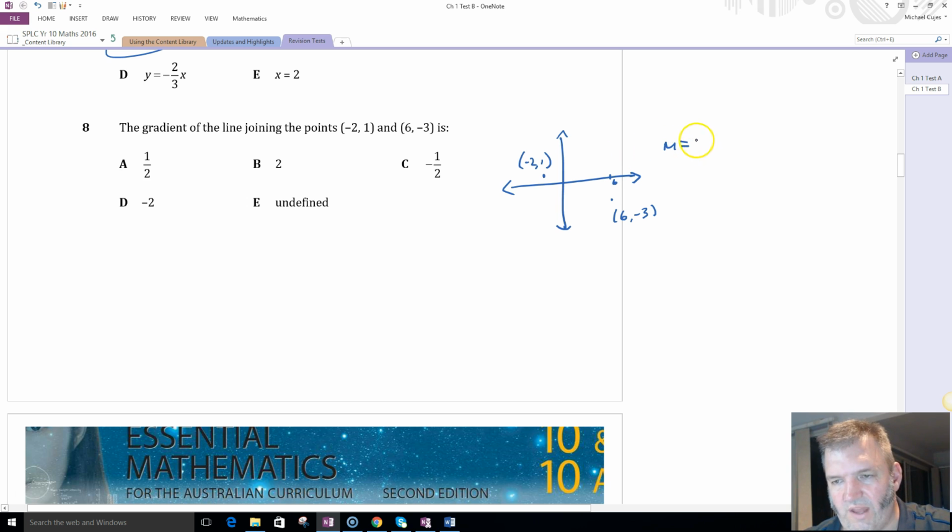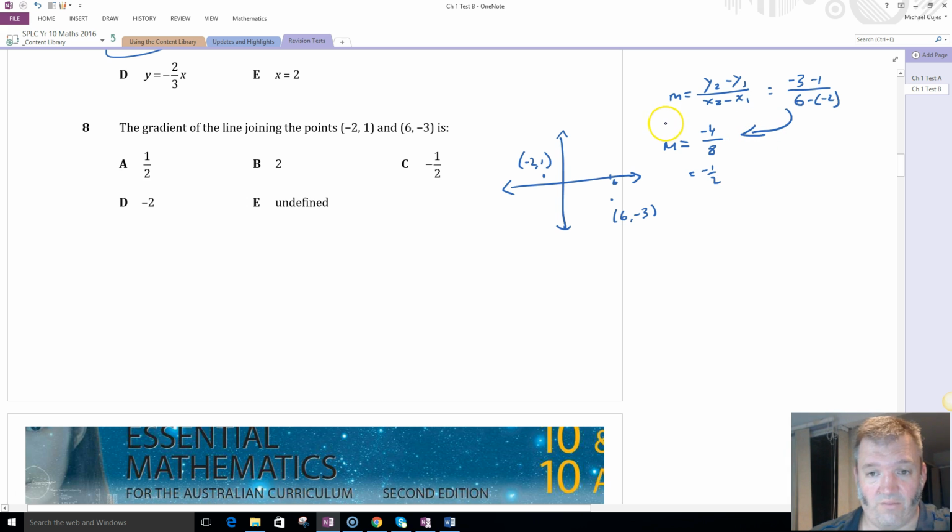Negative 4 over 8, which is, of course, negative 1/2. If you wanted to do it using the rule, you would just start with y2 take y1 over x2 take x1. The rise is the difference between y coordinates, and the run the difference between the x coordinates. So when I substitute those values in, I'll have -3 take 1 over 6 take -2, which of course leads me to that answer there.